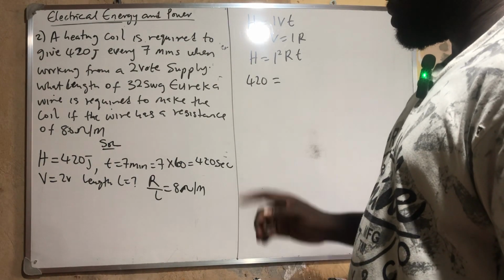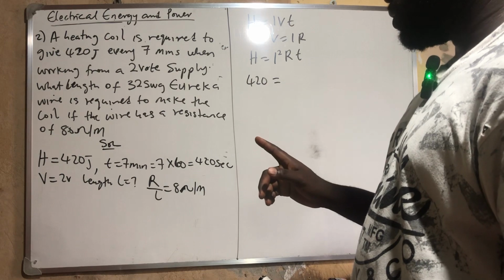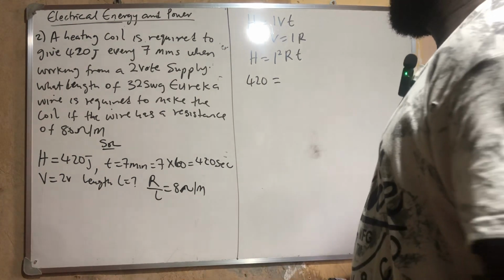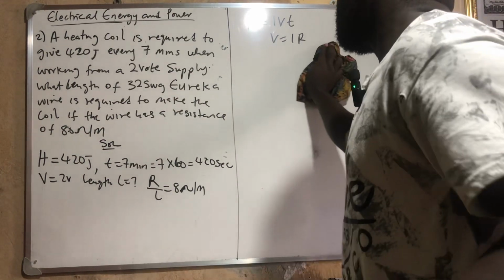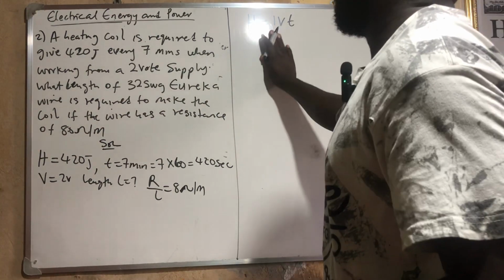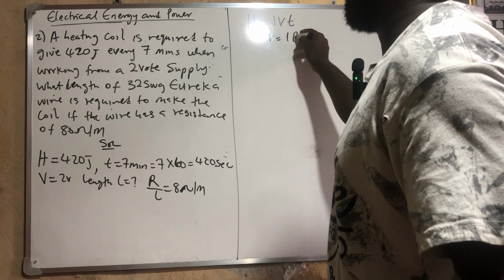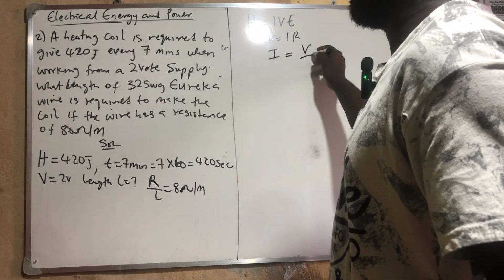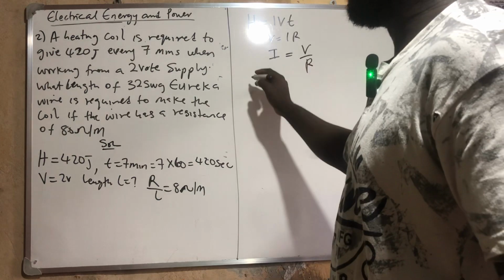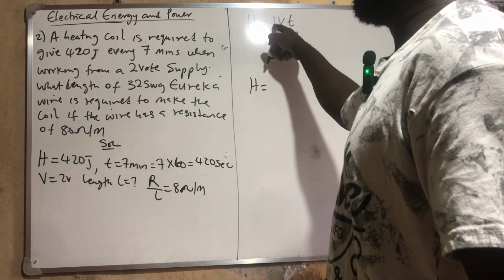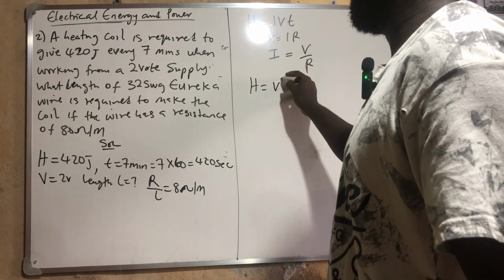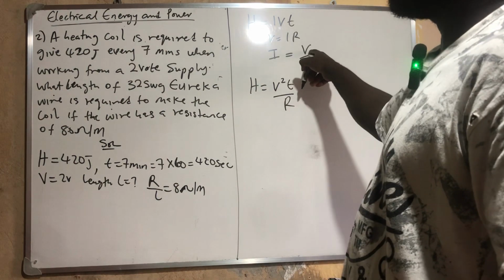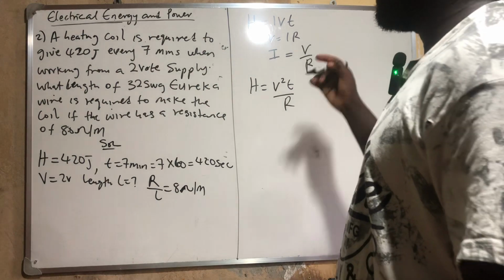So if there is no current, what else did they give us? They gave us volts and time. So how do we remove current here? I know that V is equal to IR. So if I remove current, because I was not given current, I'll have I equal to V over R. So if I now put it here, instead of this, I will say H is equal to V squared T over R, because this V will times this V to have V squared, then T over R.